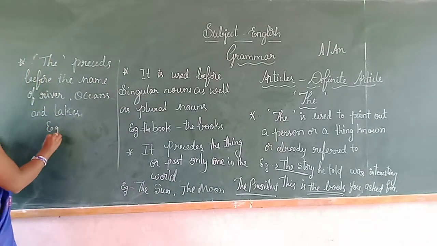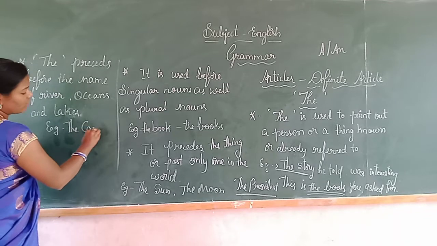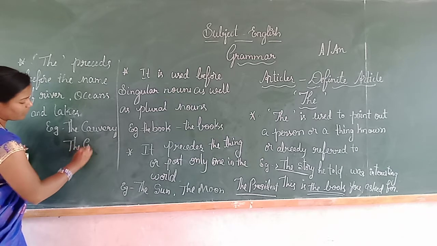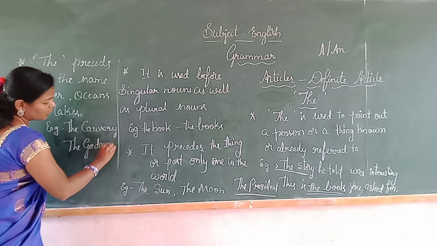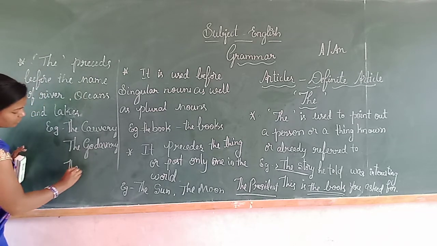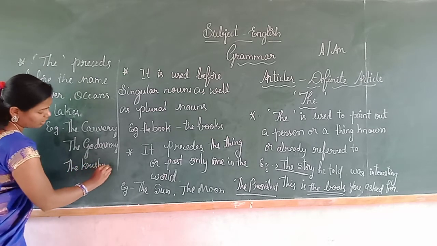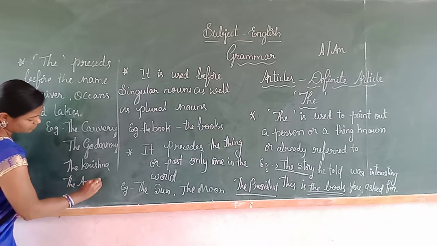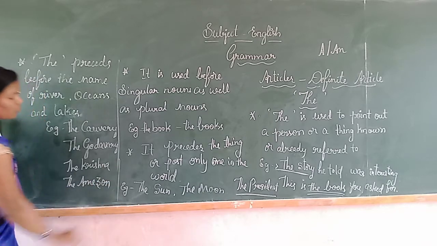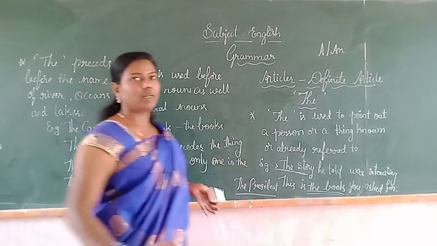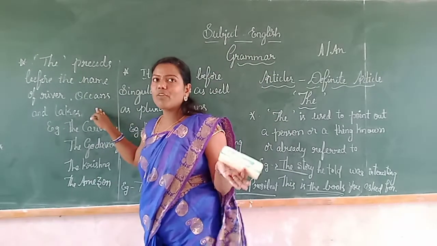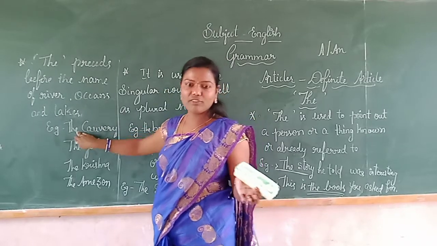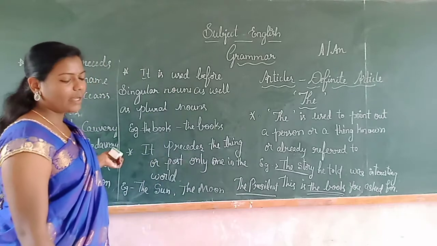Example, the Kaveri, the Godavari, the Krishna. And next one, ocean, the Amazon, the Congo. Here we use the. So when we tell the name of the important rivers, oceans and lakes, we use the at the beginning of the names of the river, bay also.